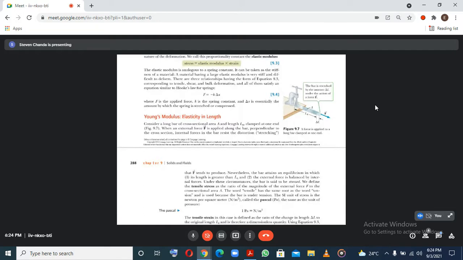So now that's what we have. Stress is equal to elastic modulus times strain. So the elastic modulus, you can pretty much think of it as your spring constant. Why is it a spring constant?